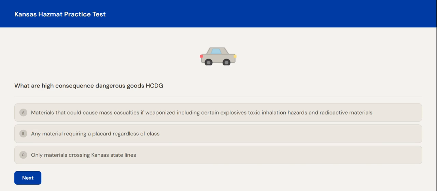Let's keep going. What are high-consequence dangerous goods, HCDG? Materials that could cause mass casualties if weaponized. This includes bulk explosives, toxic gases, and large quantities of radioactive material.